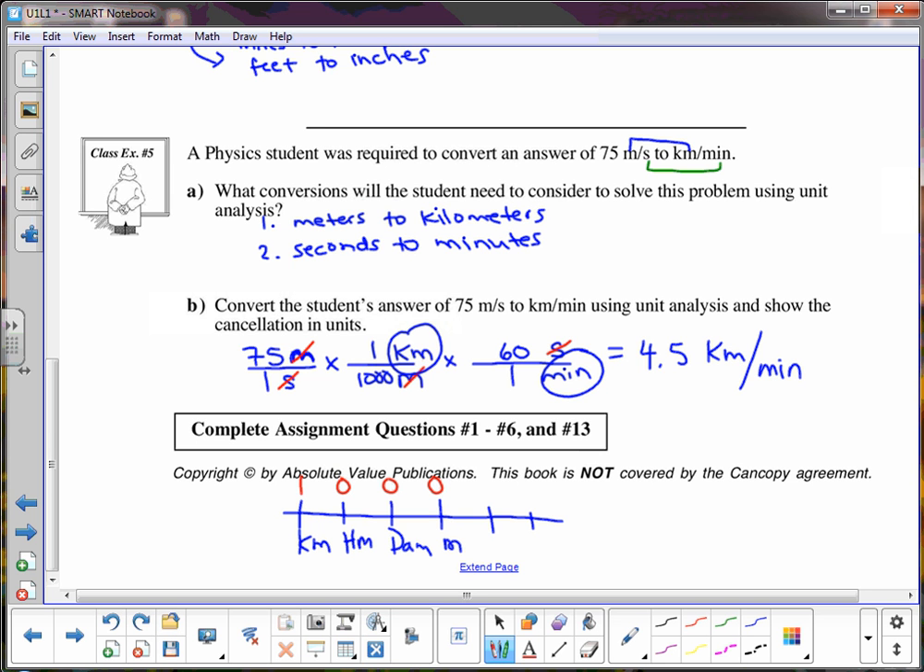Okay, so that's the first part of the lesson. So we're going to leave it at that. And homework is 1 to 6 and number 13.